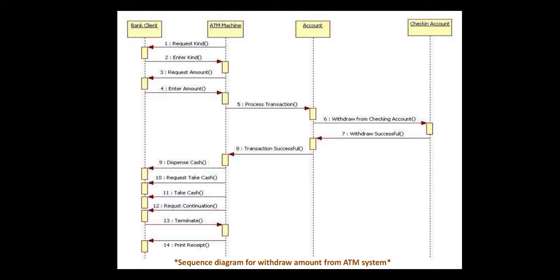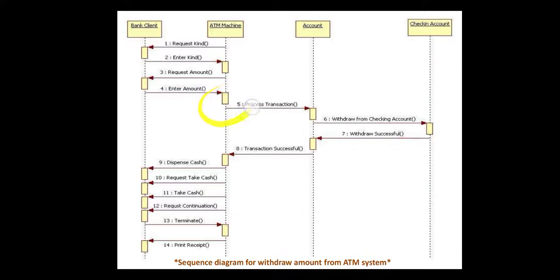Okay, so first, if we want to withdraw an amount from the ATM system, what we do is the ATM machine sends a request to the bank client. The bank client, that is the customer, enters what type of operation he wants to perform. If he says he wants to withdraw an amount, then the ATM machine asks him to request the amount, how much he wants to withdraw. Then the customer enters the amount.